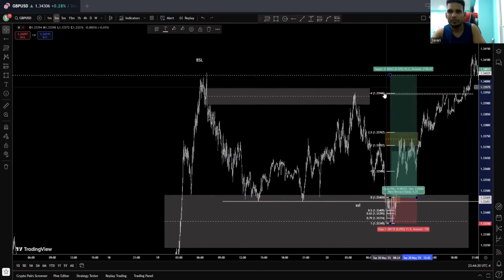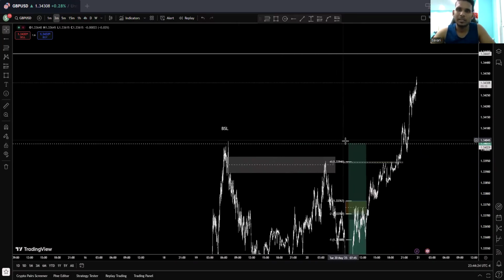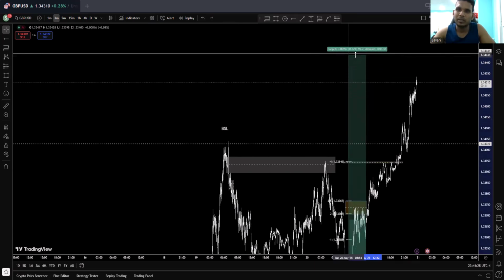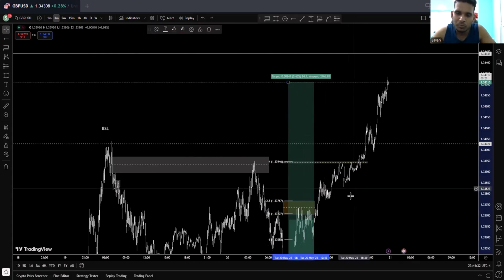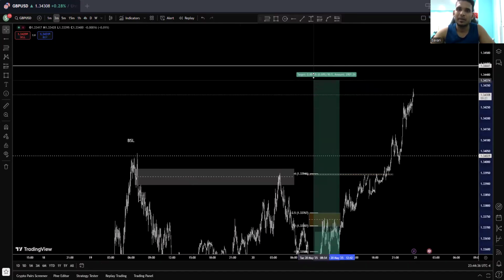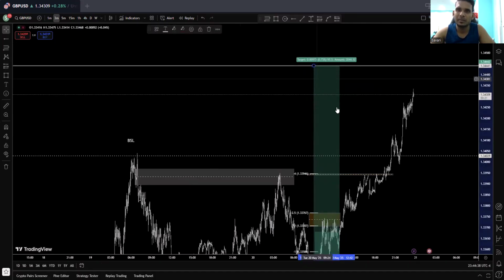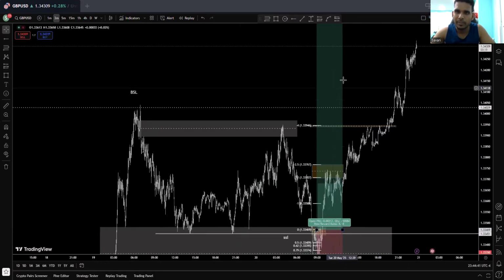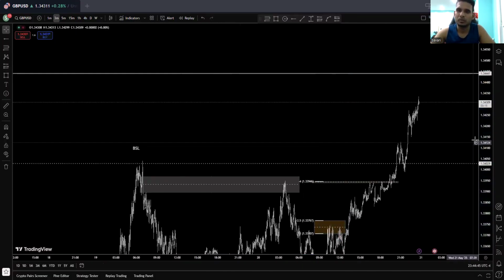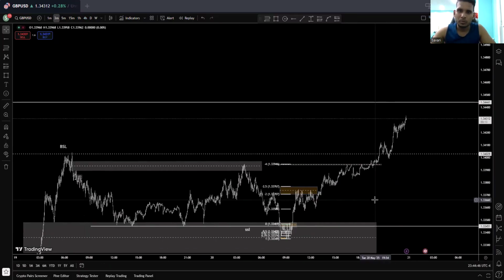This is going to be my 4.5, and it expanded towards my higher time frame draw on liquidity, this area. So as of now, price gave 1:7, and my final target is 1:8.8. What the hell is this, bro? So, bro, that's it.